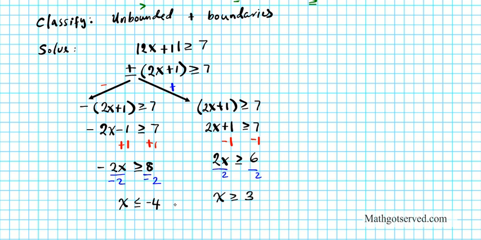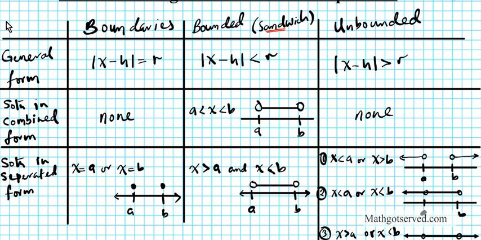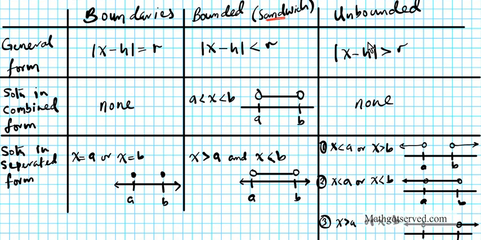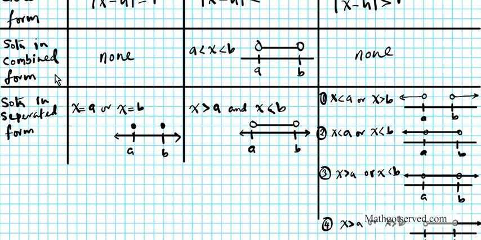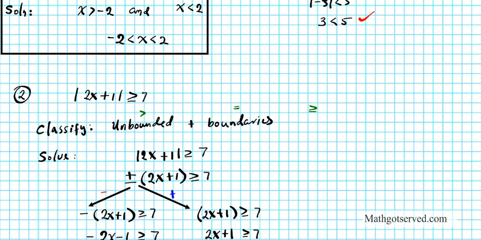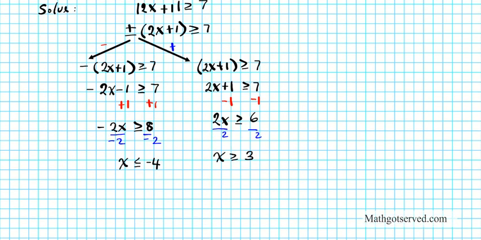Is this an and or an or? Well, let's go back to our inequality again. Remember, the only one with an and is a sandwich, the bounded region, less than. The other two are ors. So you have an and here. This one is or, and this one, all of them is or. So keep that in mind. Since this is unbounded, it's going to be or. So the solution for this one is x is less than negative 4, or x is greater than 3. If you think about it, there is no number that is less than negative 4 and greater than 3. It doesn't make any sense. It has to be one or the other since they're disjointed.